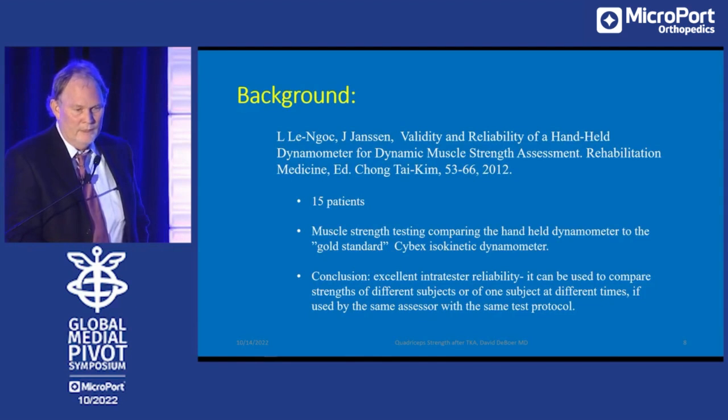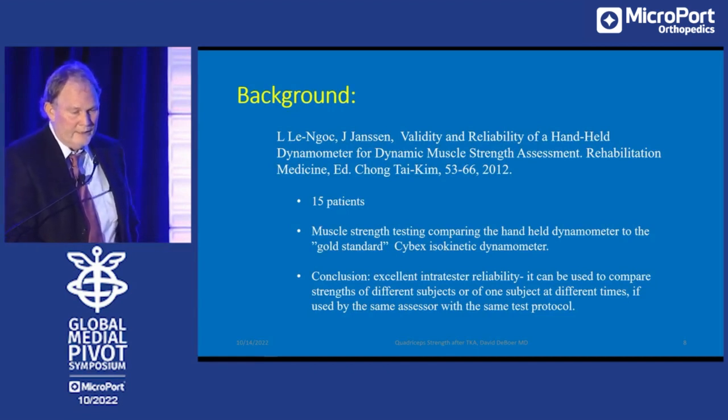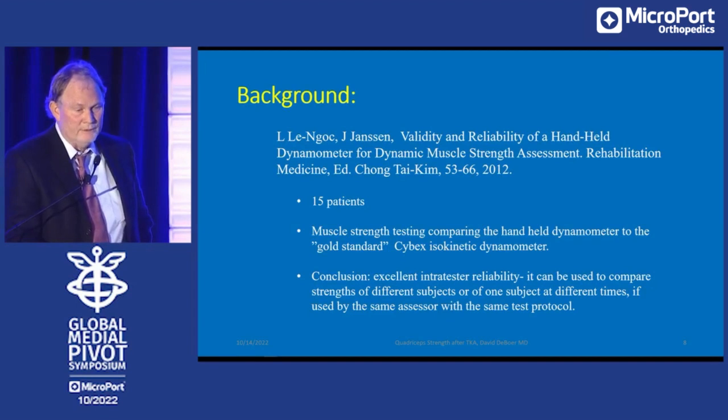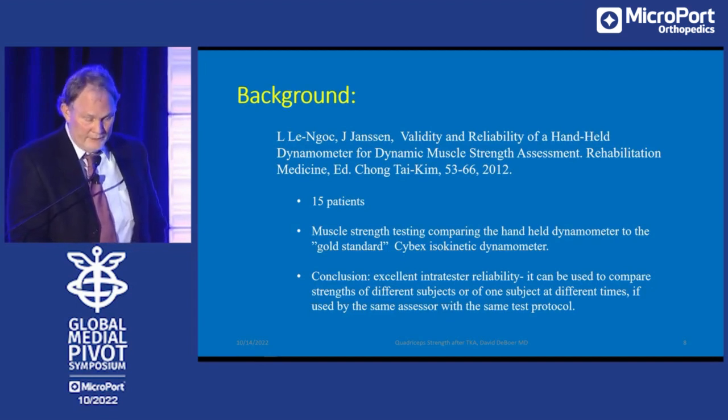These are from the physical therapy literature, but there were a couple of really good studies that were pertinent to what we wanted to do. One study compared the handheld dynamometer to the gold standard, the Cybex isokinetic dynamometer. And they showed that there was excellent intra-tester reliability, and it can be used to compare strengths of different subjects or one subject at different times if it's used by the same assessor. So that's what we did.